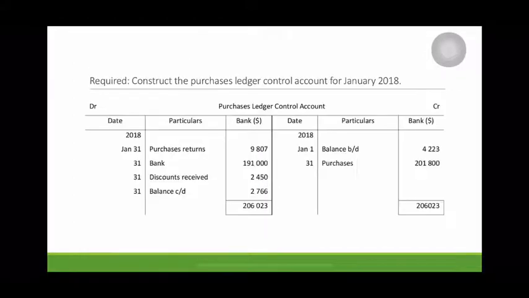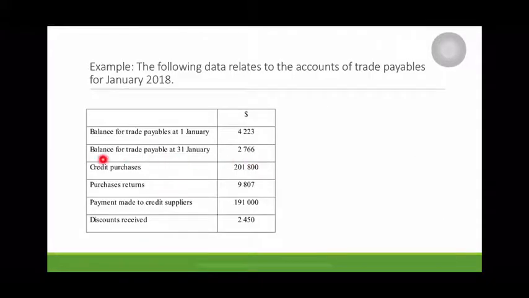Next, we have our purchases amount. It's also credited because it increases a trade payable account, so it is on the credit side. This can also be found in your table. Here they give you the credit purchases amount. But what happens to the balance c/d?